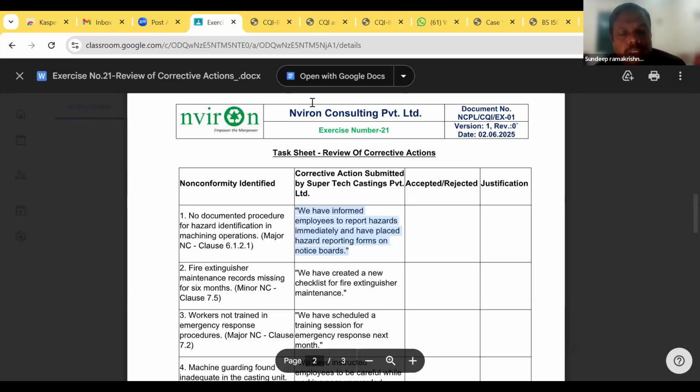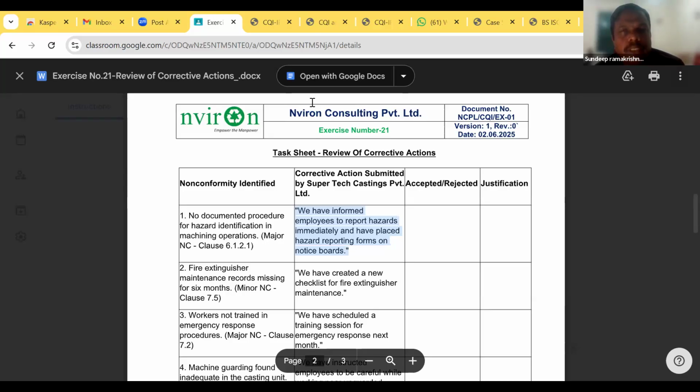Anybody else? Any other answer? Srikanth, sir, do you accept or reject this? I will ask to modify a little bit, sir, as per the standard. Directly rejected. Correct.